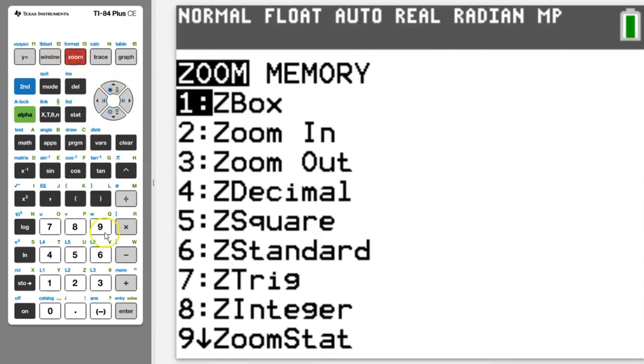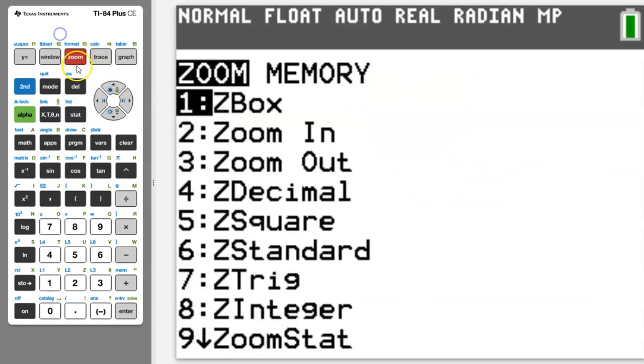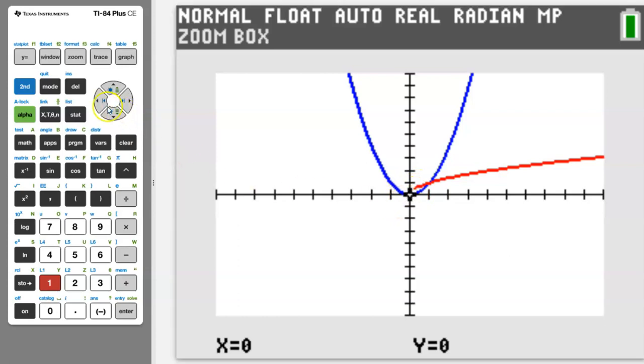Now hit zoom 6 for a standard viewing window, 10 by 10, but we really are only interested in this tiny bubble of overlap right here. So let's zoom in by choosing Zoom Box. It's very fun. Option 1. Move the pointer to the lower left-hand corner of the area of interest. So I'm going to move a little bit to the left and a little bit down and hit Enter.